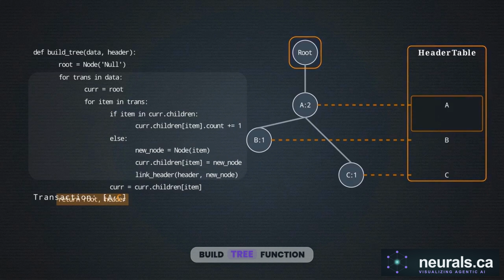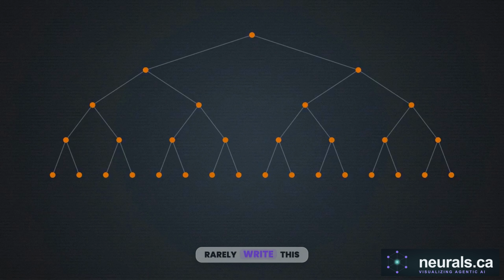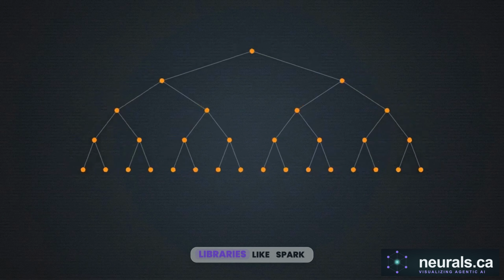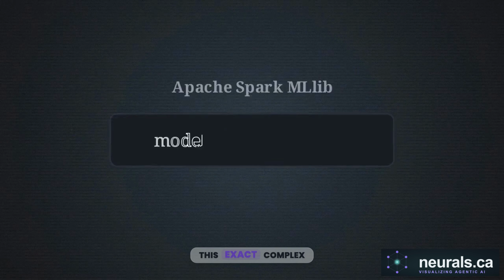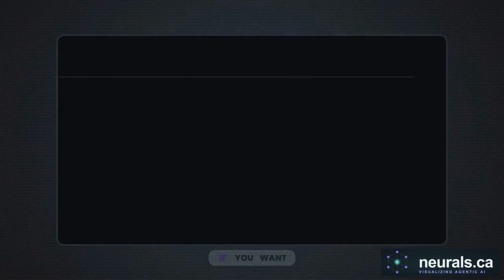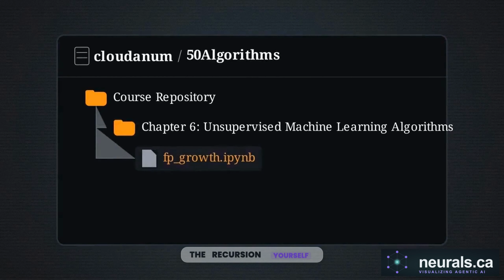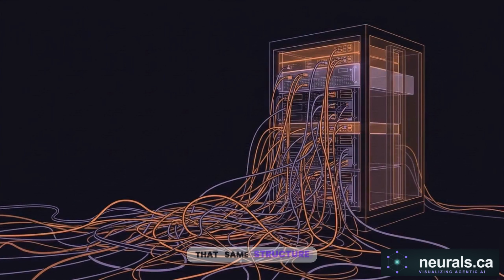Finally, the build tree function outputs a fully linked root and header table. That output becomes the foundation for the entirely separate mining phase. In production environments, data engineers rarely write this out from scratch. Libraries like Spark MLlib wrap this exact complex recursion into a single execution command. If you want to inspect the raw Python implementation and step through the recursion yourself, the code is available in the official course repository. That same structure becomes a massive memory liability.